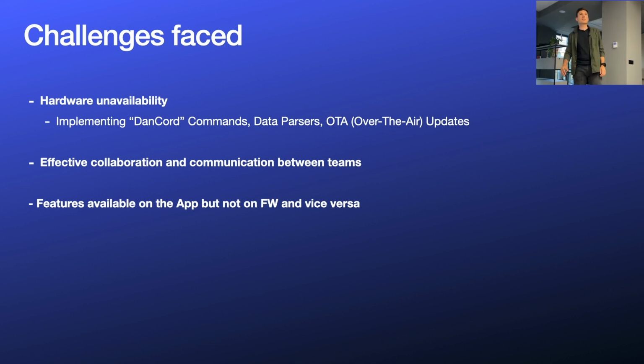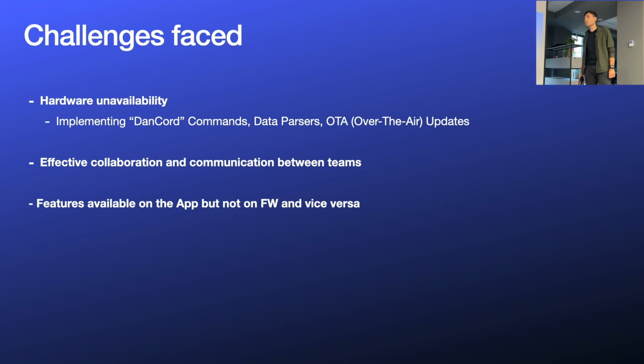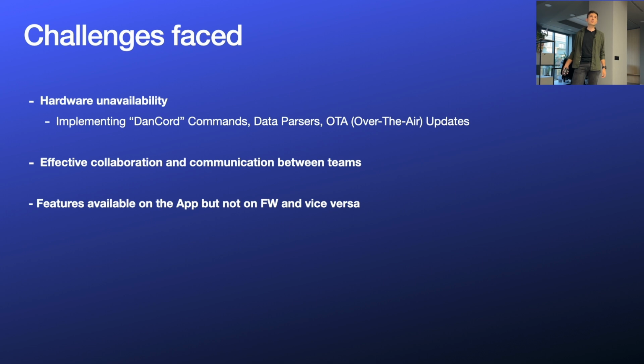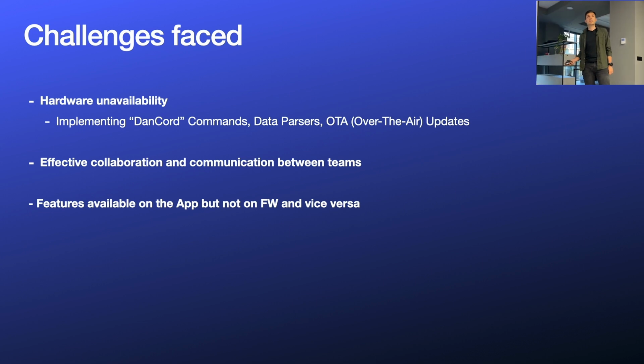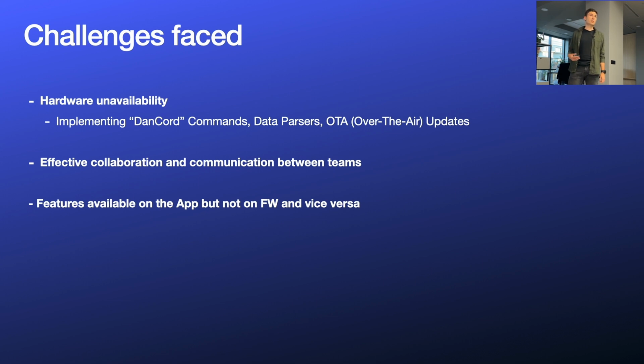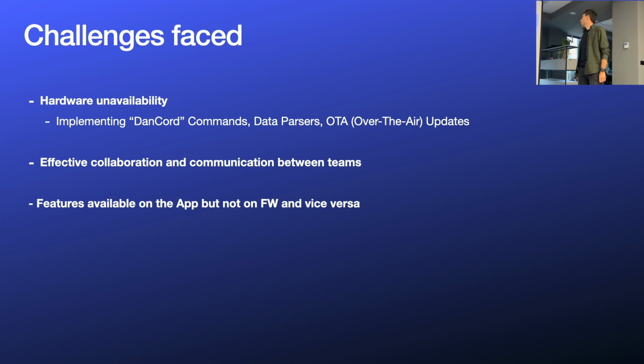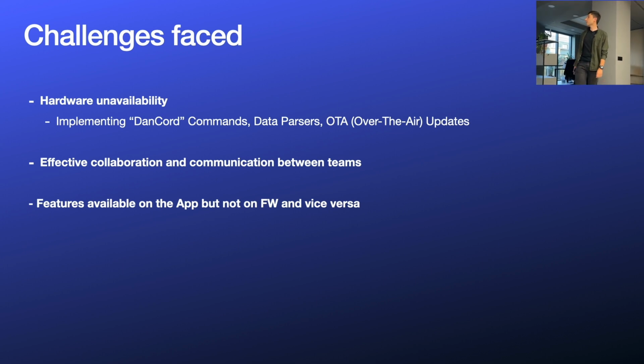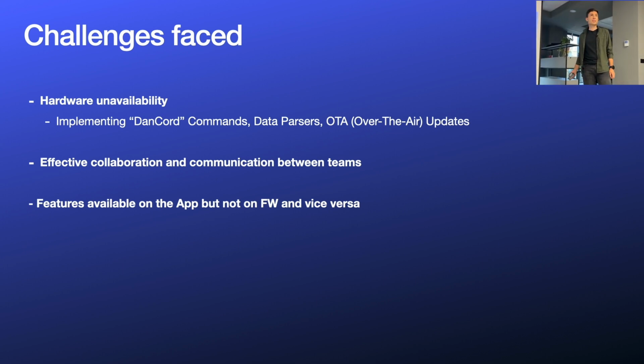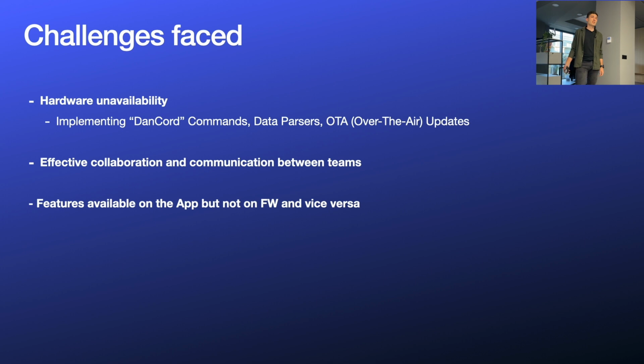As I mentioned, the hardware was unavailable for us, and we had some challenges during the development process. One of the biggest challenges was working on the DENCORD commands, as well as preparing the parsers before the hardware was available, because from the hardware we get just byte arrays, and that information needs to be translated into usable data. Also for some features like over-the-air transfer, the collaboration and communication with the other teams is very important.